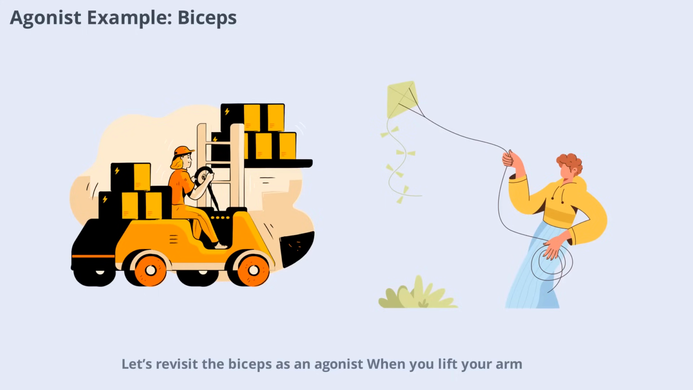When you lift your arm, the biceps contracts, acting as the main mover. This example highlights how specific muscles are recruited for targeted actions. Understanding which muscle serves as the agonist in different movements can help design effective training and rehabilitation programs.